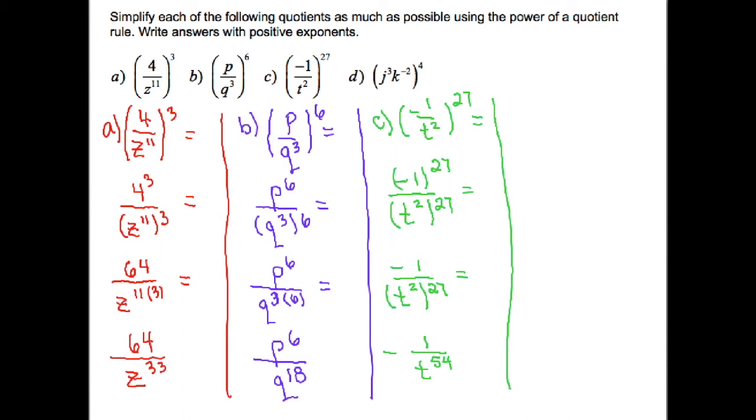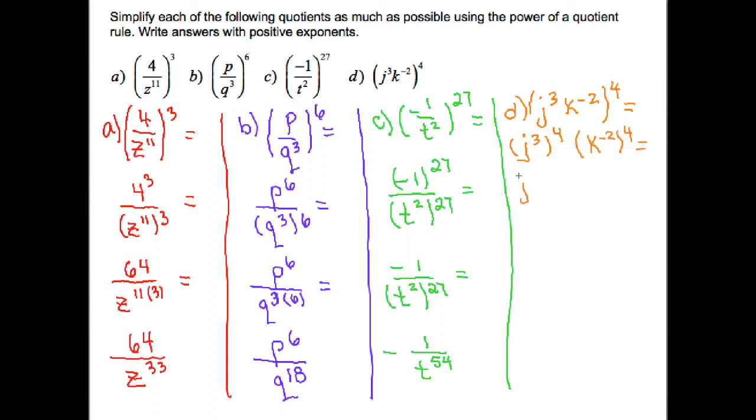For part D, I have j cubed multiplied by k to the negative 2. And I'll raise that to the 4th. So I'll take each term that I'm multiplying here. I'll start with j cubed, raise it to the 4th, and then I'll take k to the negative 2, raise it to the 4th.